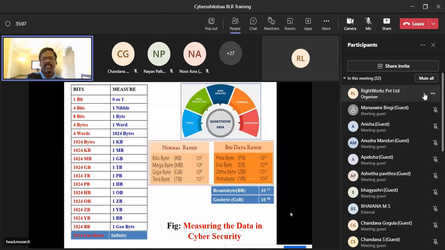This is the way we measure cyber security data. In mathematical terminology, 1 kilobyte is 10 power 3 and 1 megabyte is 10 power 6. 1 gigabyte is 10 power 9, 1 terabyte is 10 power 12, and the big data range begins with the petabyte, 10 power 15. Exabyte is 10 power 18, zettabyte is 10 power 21, yottabyte is 10 power 24, protobyte is 10 power 27, and geobyte is 10 power 30. This is how data is measured in cyber security.